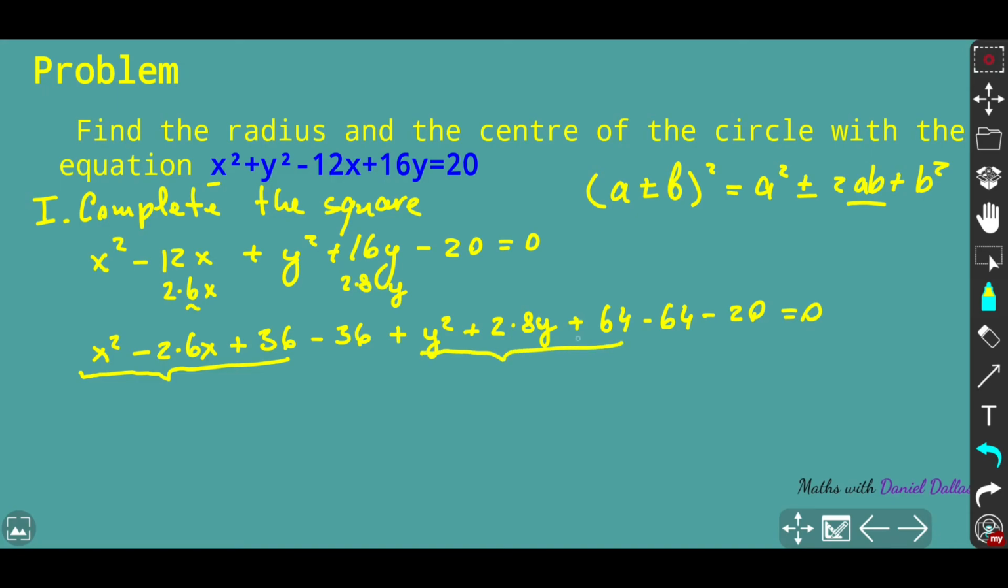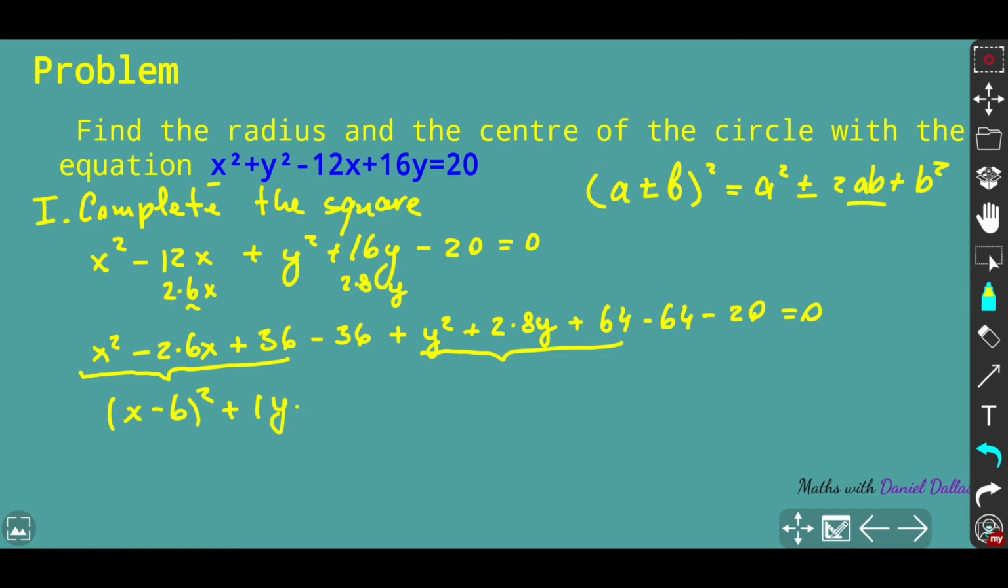So finally we will get (x minus 6) squared, plus, I've skipped this term and just continue with this according to the standard equation, (y plus 8), which is also squared.